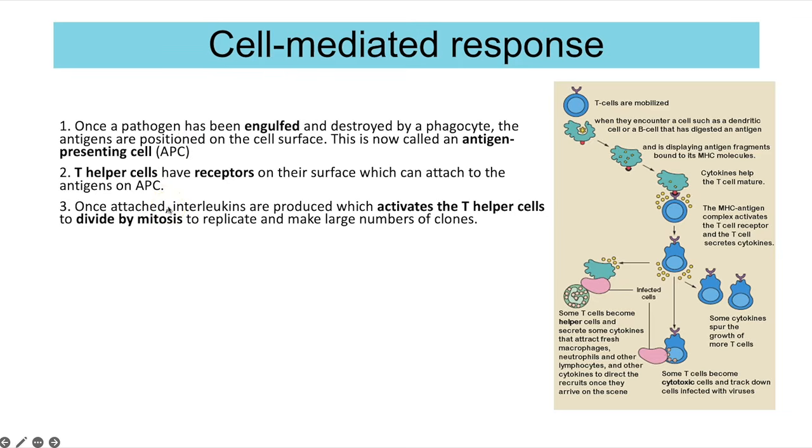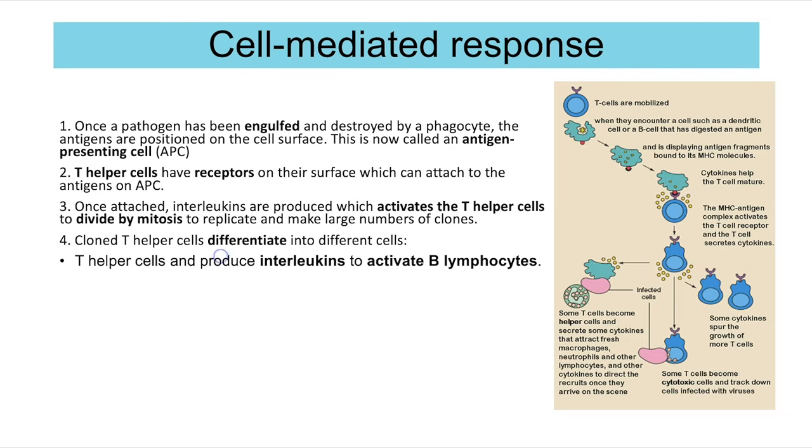Once those attach, interleukins are produced, which activates the T helper cells to start to divide by mitosis, and that's when they'll then replicate and make large numbers of clones. So lots of these T helper cells with that particular shaped receptor. Those clone T helper cells then differentiate into different types of T cells.